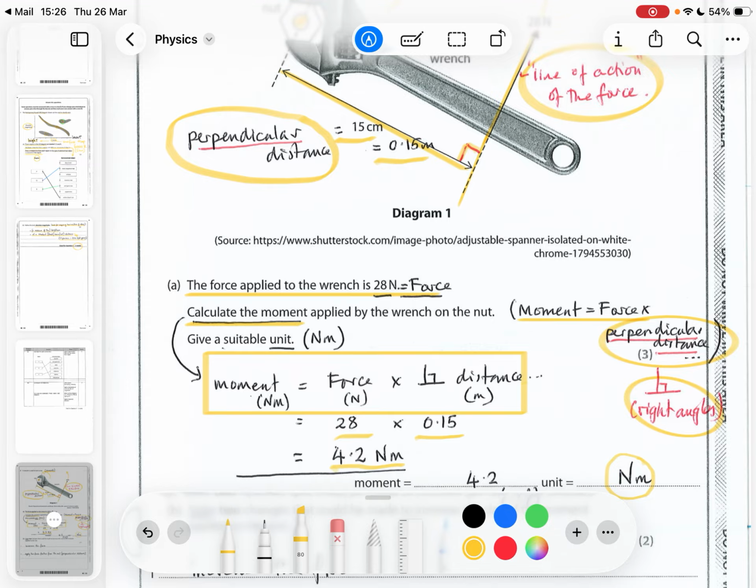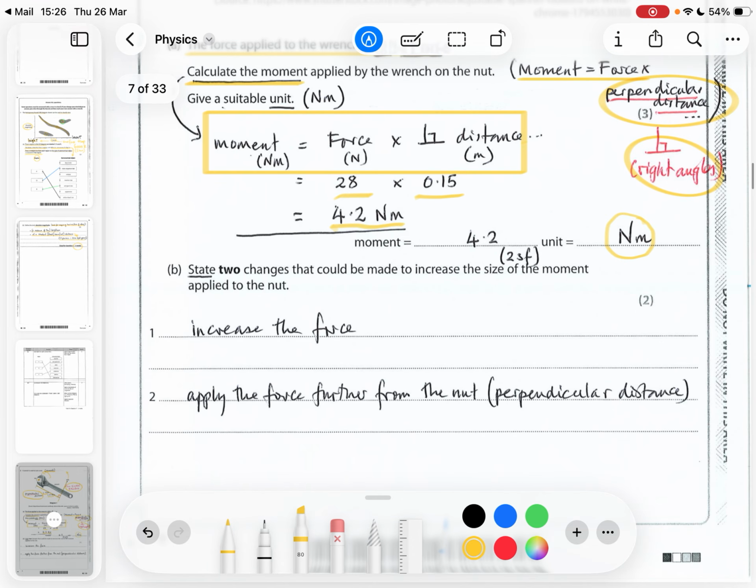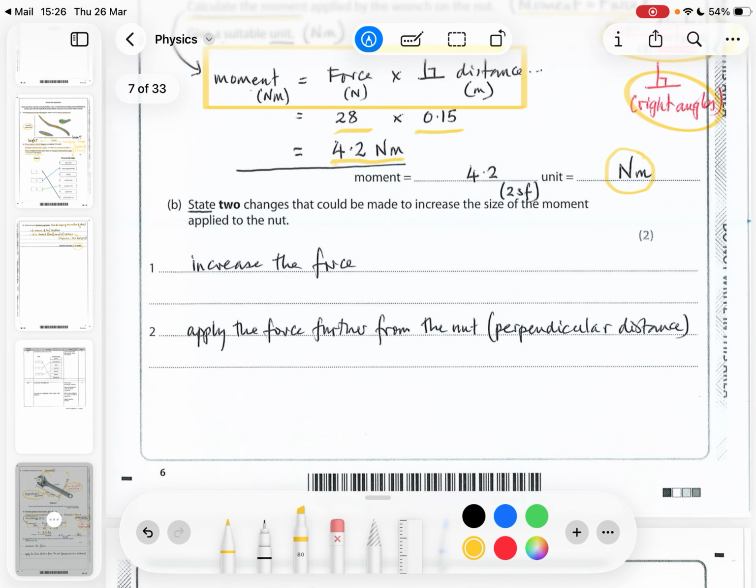Okay? So that comes from the forces topic, and it's only in the second paper. The people doing double science don't need to do moments, but you need it if you want to do A-level. So if you're thinking of doing A-level, you can do A-level from double science or triple science. We do it in A-level physics as well.